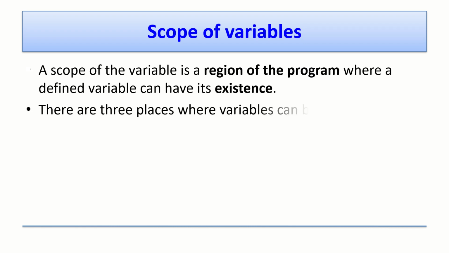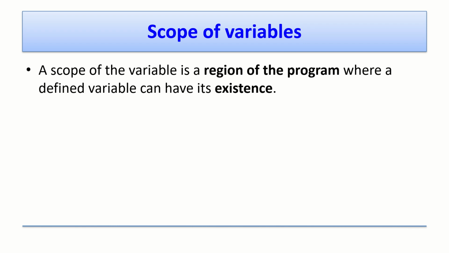The scope of a variable is a region of the program where a defined variable can have its existence. So simply we can say, the accessible region of the already defined variable. So that is identified as the scope of the variable.